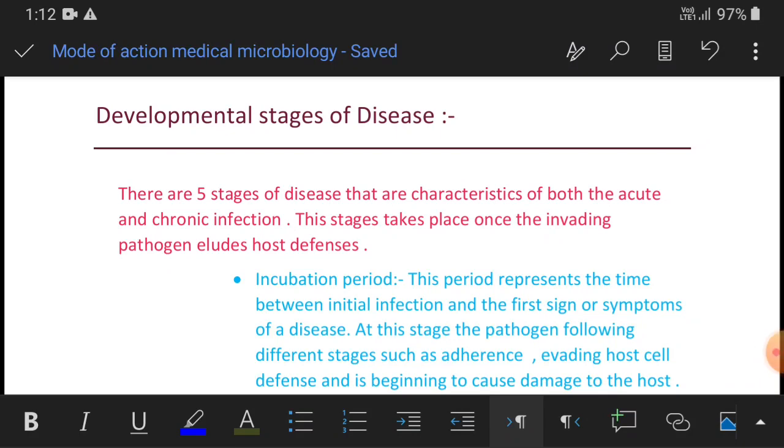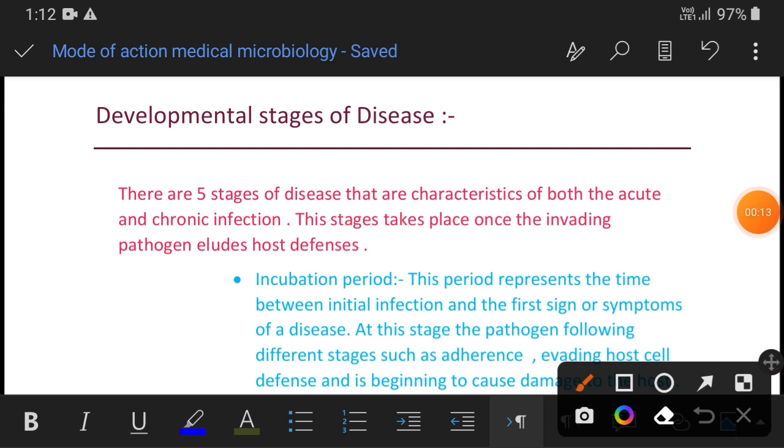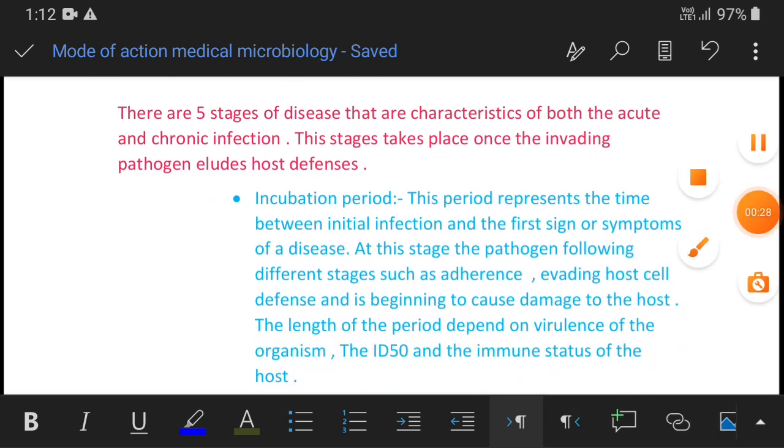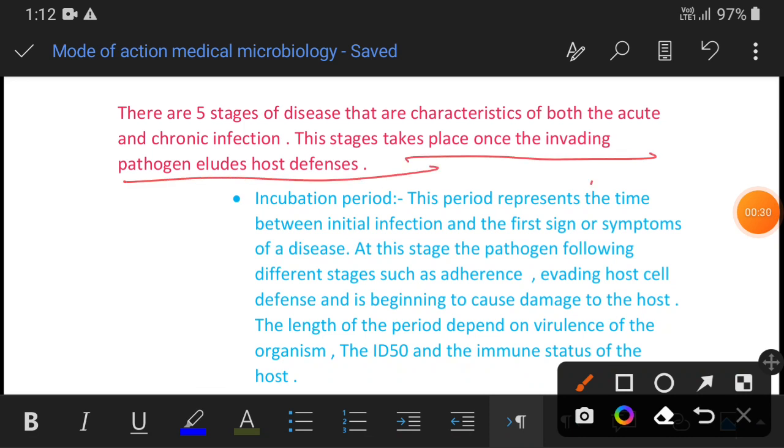About the developmental stages of disease. Another video lecture on mode of action of medical microbiology from microbiology with Shagni. In this video tutorial we are going to discuss the 5 stages that you will find in every disease, whether acute or chronic. These stages take place once the invading pathogen eludes host defense.